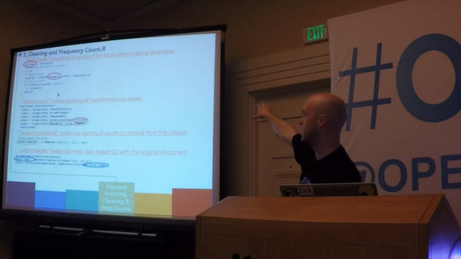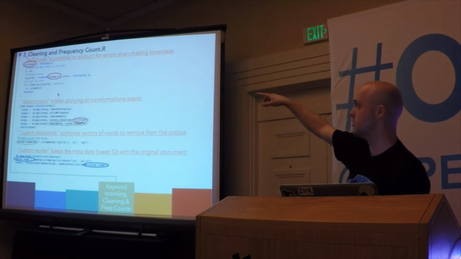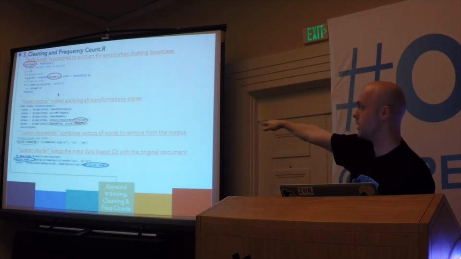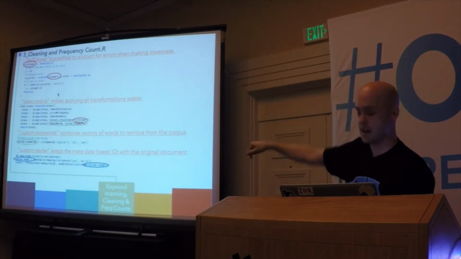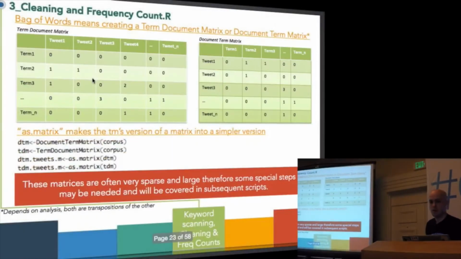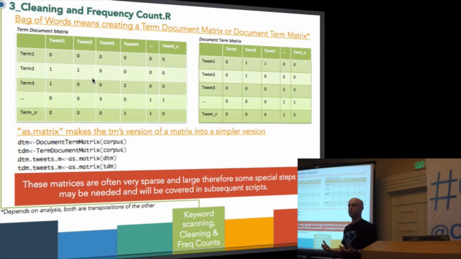Right, so I just walked you through this, like the to-lower, where the to-lower shows up again, our custom stop words and that custom reader. What we're going to do in a bag of words methodology is create one of two matrices. They're actually transpositions of each other. One is a term document matrix, the other a document term matrix.